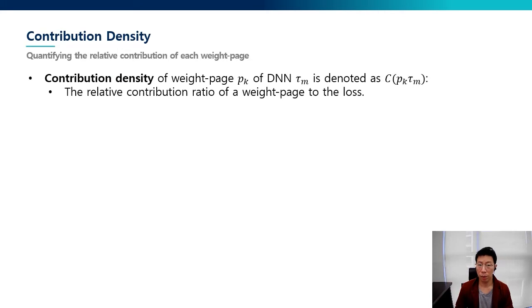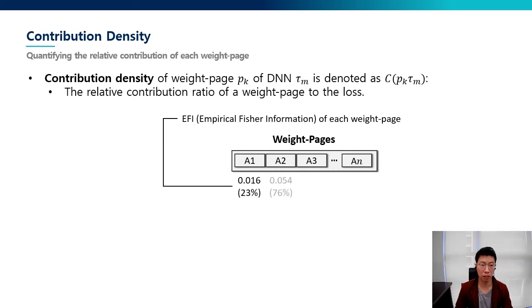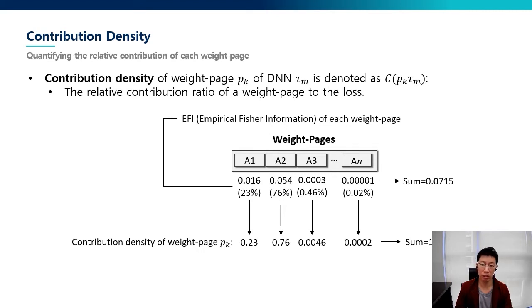And next, based on the relationship between the EFI of a web page and the loss value we have looked at in the previous slide, the relative contribution ratio of a web page to the loss value, which we call contribution density, is derived as shown below. So the contribution density represents the relative extent of total loss change expected when the web page is changed, measured by the expected loss gradient of the web page.